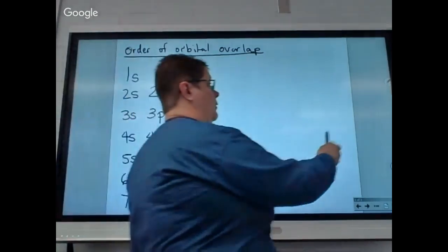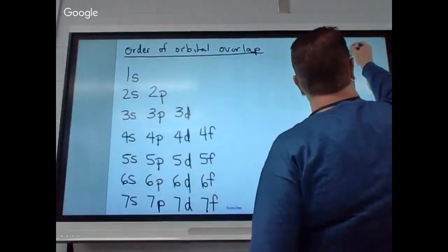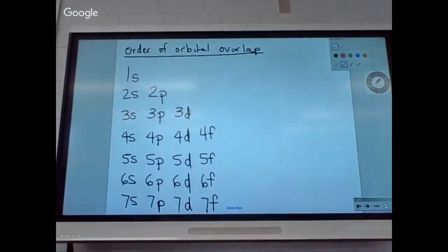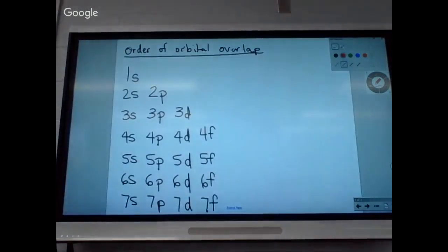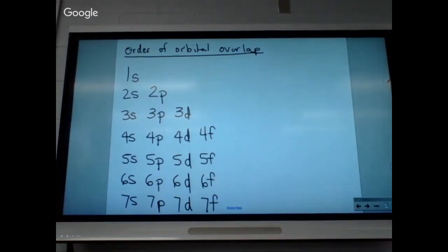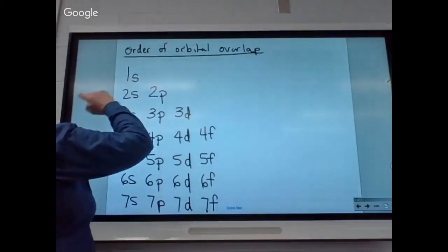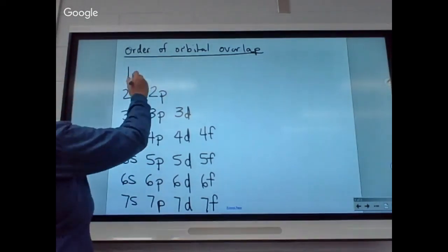Why couldn't there be a 1P? Because at the first energy level, you can have how many sublevels? 1, and its name is what? 1S. You can't have a 1P. You can only have 1S because there's one sublevel at the first energy level, and its name is S, not P. All right, here's the hard part. The arrows are read diagonally.